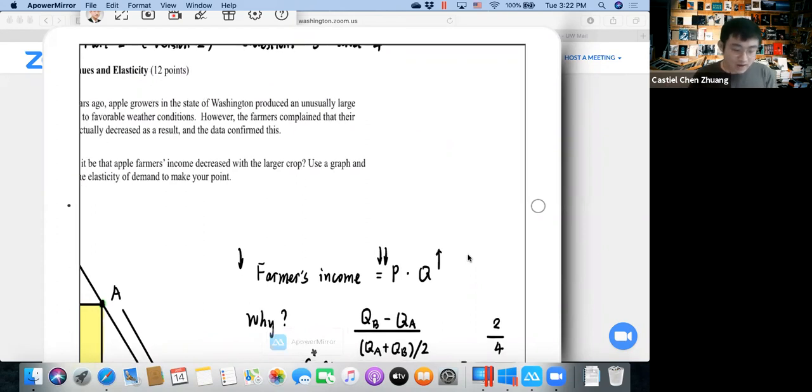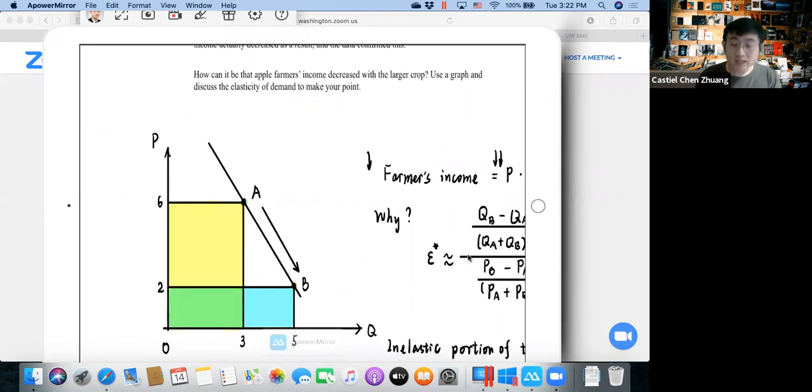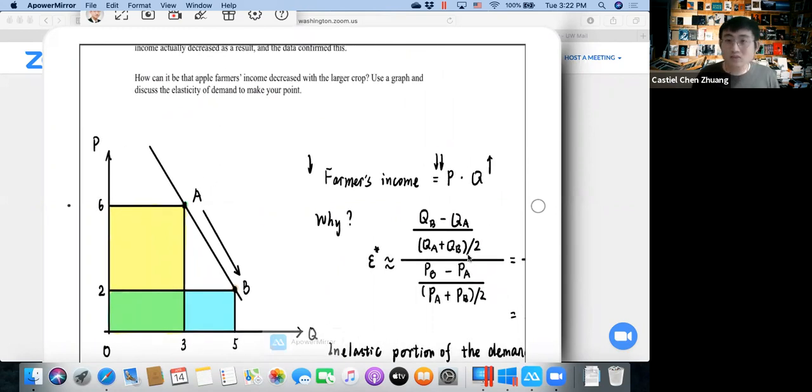So using a graph, okay, so I'm giving you an example. Using a graph, you should see that when you move along a demand curve to the right, as quantity increases, price decreases. And then from this graph, you can see that the price decreases a lot while quantity increases modestly. And it's actually leading to a lower P times Q, which is a lower revenue, or we would say income. So how to relate this to elasticity?